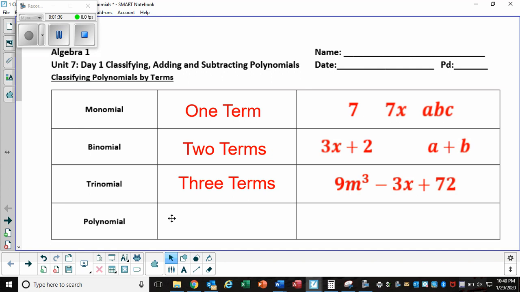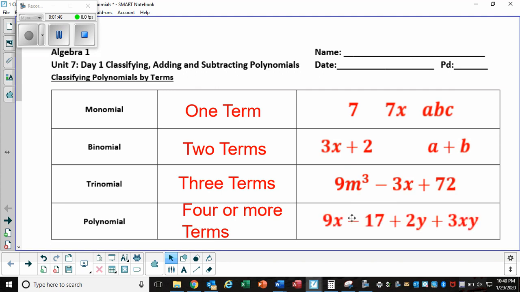Okay, and a polynomial, we just use that word for anything that has four or more terms because it doesn't have any more specific name for it. Okay, so it could have 4, it could have 5, 6, whatever. So that one has 4. Okay, so we use these words when we're trying to classify by the terms. We're trying to name it based on how many terms they have.